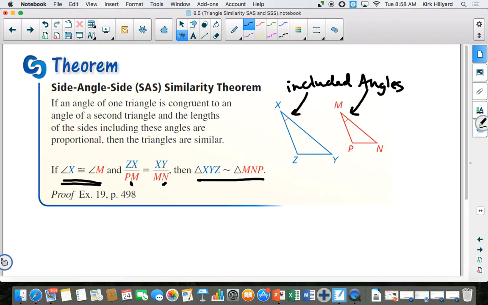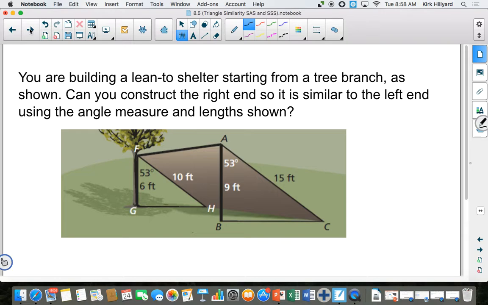So to this point, you have angle, angle, you have side, side, side, and you have side, angle, side similarity. And we're going to do some examples with the side, angle, side right now. So looking at this, they have a tent here. We have our included angle in this case, which is, they are both the same. So the angles are congruent. We just need to check the sides to see if they're proportionate.